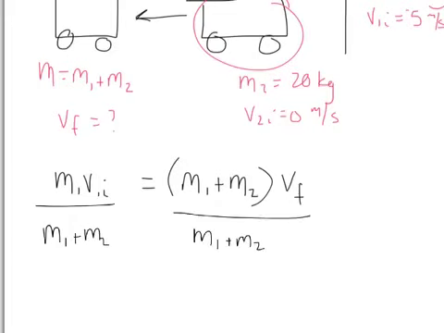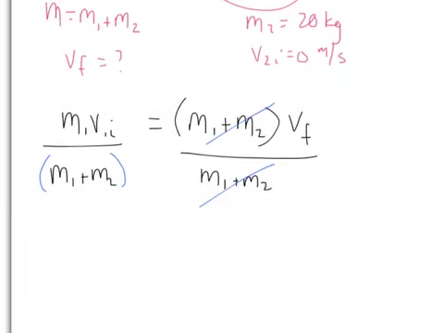It may be useful to put parentheses here to remind you that when you put it in your calculator, you need parentheses around your denominator. Okay, but that all cancels. Remember, this is like a coefficient. This is 50, this is 20, this number is actually 70 vf. So our final algebraic solution would be m1 v1i over the quantity m1 plus m2, and that is equal to vf.